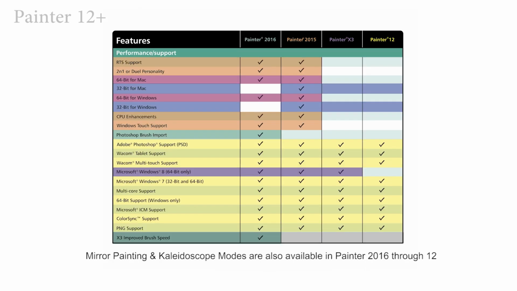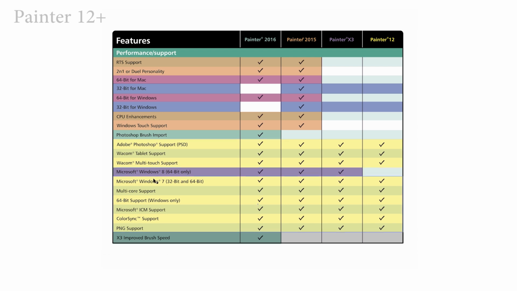If we go to the third page, there's support for Adobe Photoshop PSDs. There's Wacom tablet support. There's Wacom multi-touch support. Microsoft Windows 7, 32 and 64-bit are supported across all four versions. Multi-core processing is supported across all four of these versions. 64-bit processors are supported across all four of these versions, though we'll look at which ones actually support 64-bit processing a little bit later. There's support for ICM, color sync, and PNG.